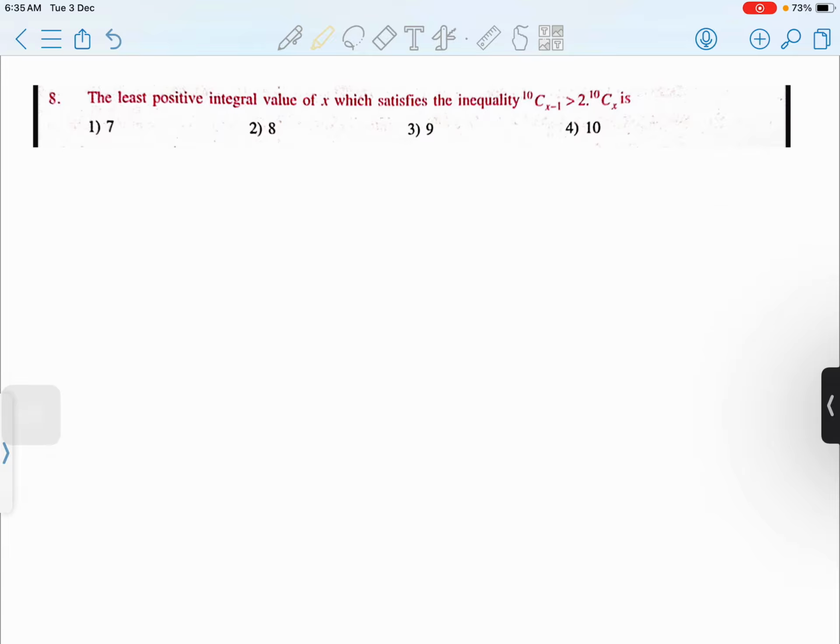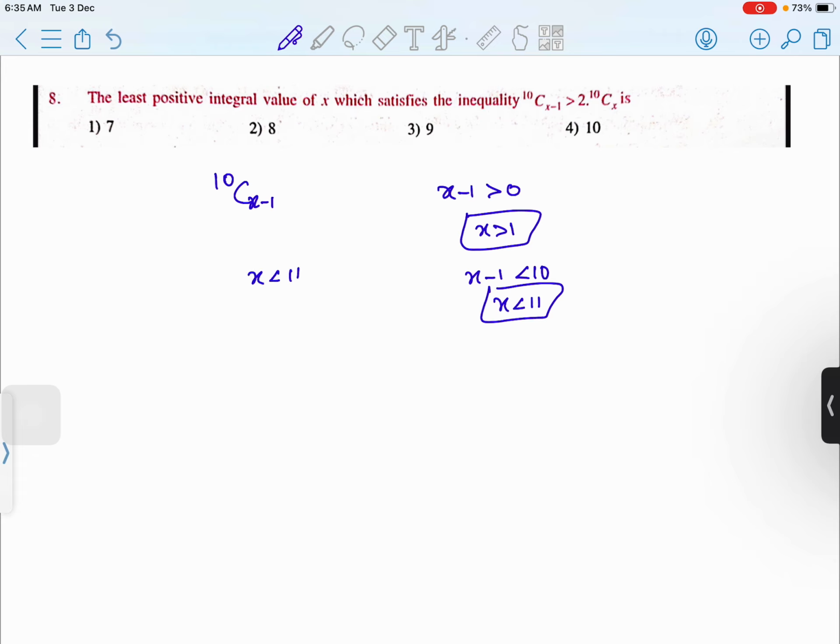Next one, 8th question. Least value possible for x. So we know that 10C(x minus 1) is there now. For the power and the base, n and r cannot be negative. So x minus 1 is supposed to be greater than or equal to 0. And r value should be, x minus 1 should be less than or equal to 10. So your x value lies between 1 and 11.